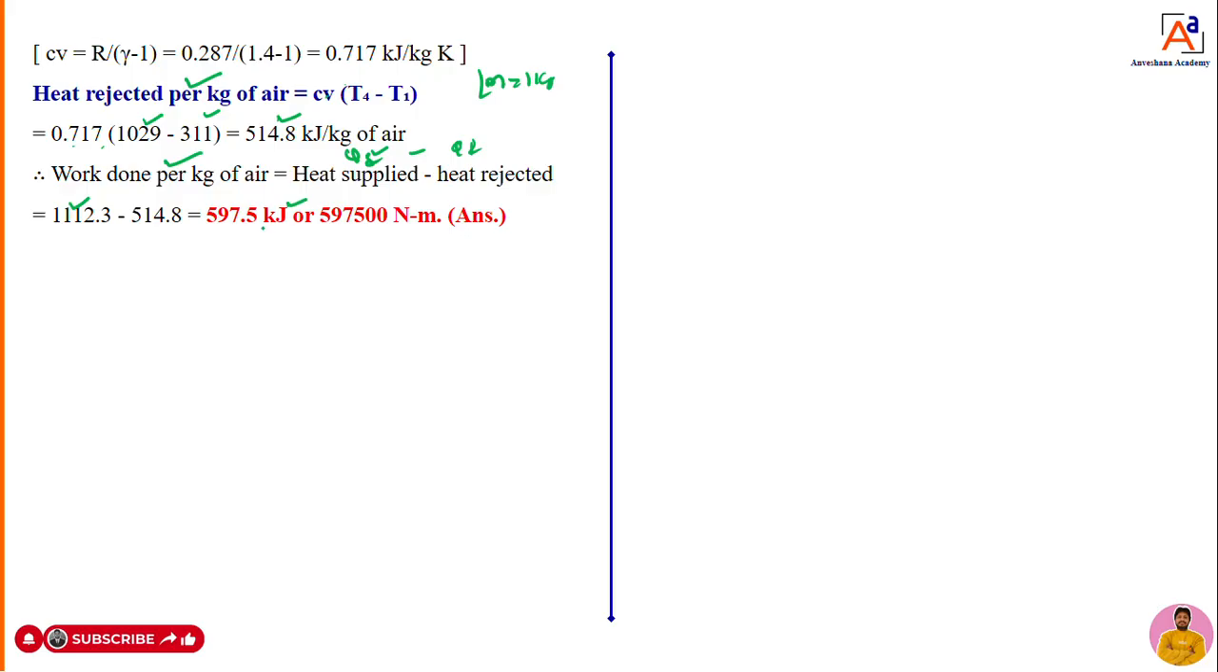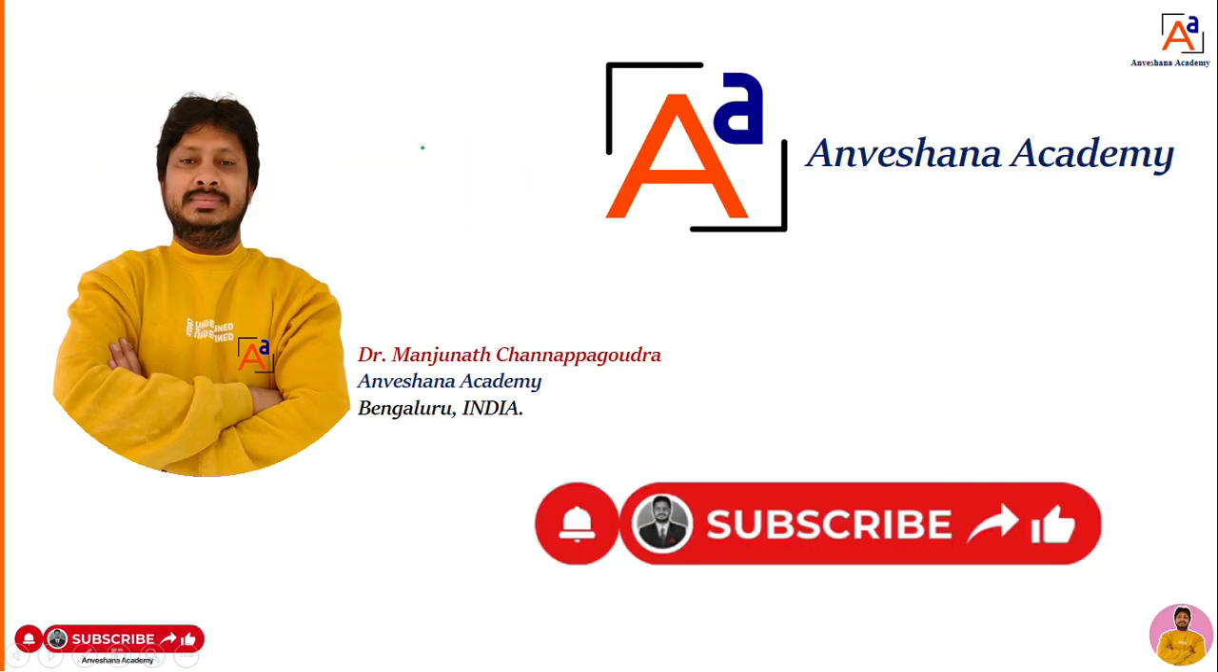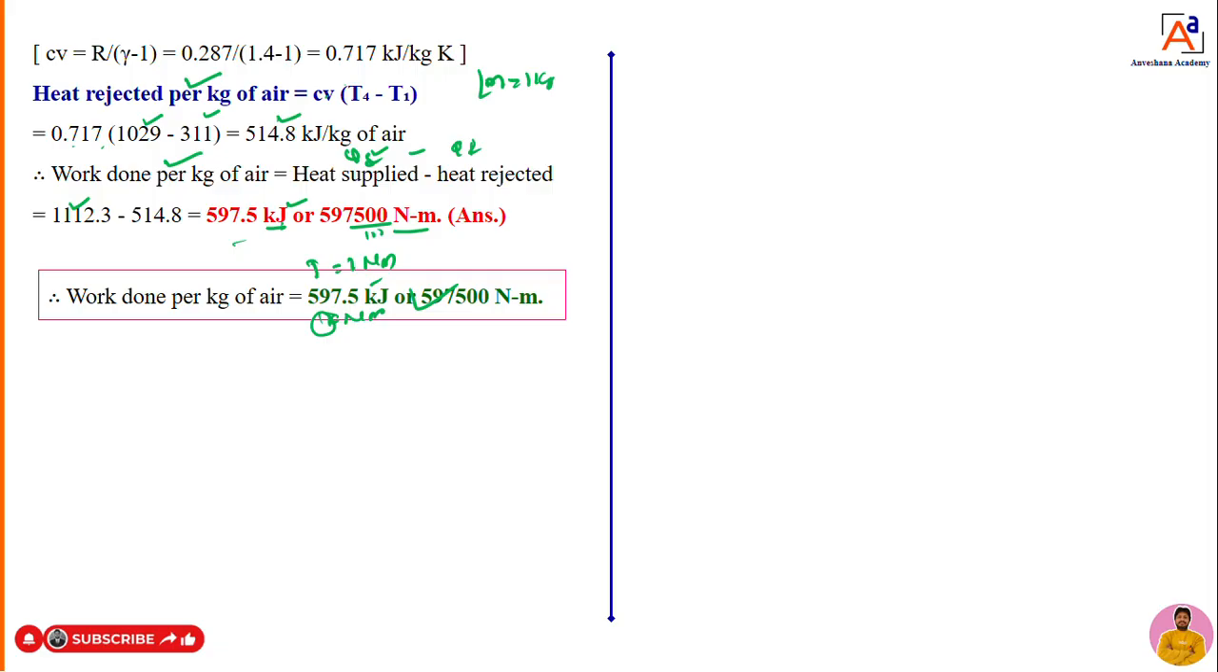597.5 kilojoules. 1 joule is equal to 1 Newton meter. Therefore, kilojoules can be written as kilo Newton meter. If you want to remove the kilo also, multiply with 1000, then you get 5,97,500 Newton meter. Or else you can divide it by 1000, then you will get 59.75 something kilo Newton meter, which is nothing but the work done by the Otto cycle. This is how to solve the problem, dear students. This is the final answer we are going to get.